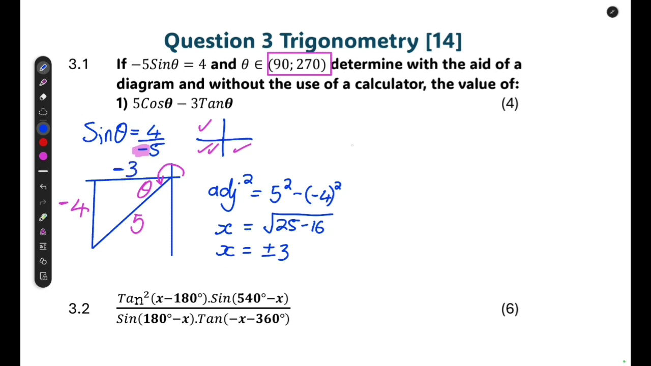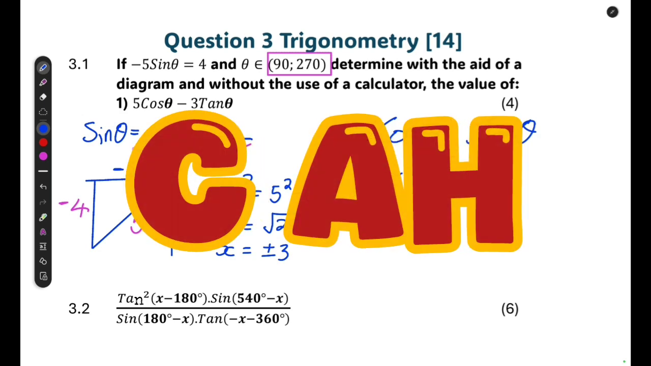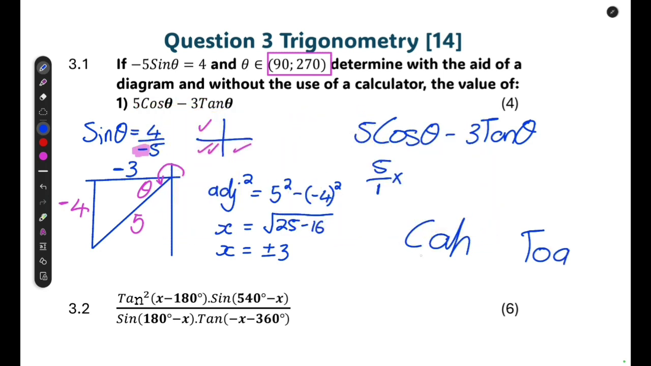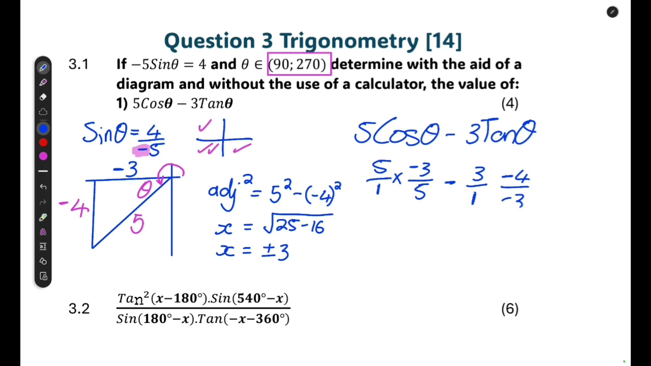So I know they asked me for 5 cos theta. So let me just write it, and then I'll sub in minus tan theta. So I'm going to write the 5 as 5 over 1 times cos, and cos is CAH, adjacent over hypotenuse, and tan is TOA, opposite over adjacent. So let's fill in. Adjacent over hypotenuse will tell me this is minus 3 over 5. Then I'm going to put the 3 over 1. Now this would be opposite over adjacent, so minus 4 over minus 3.